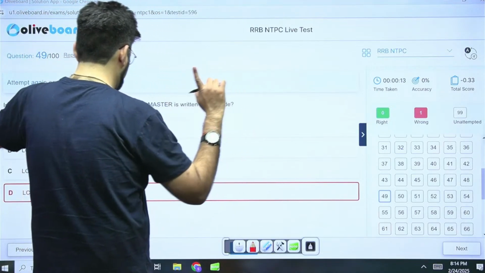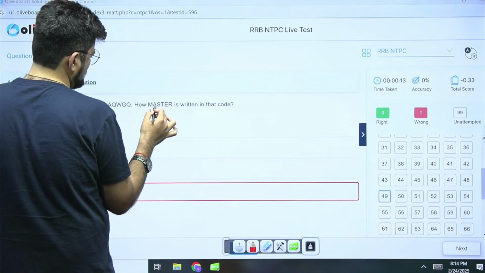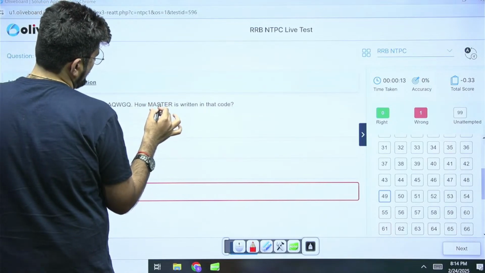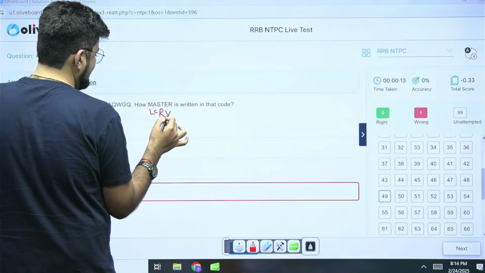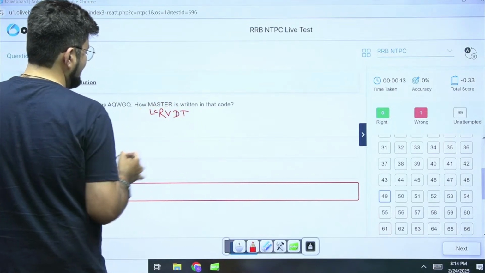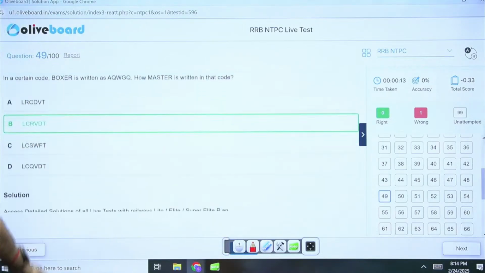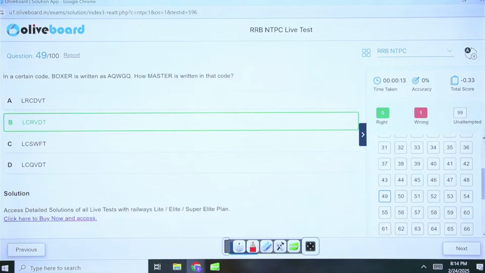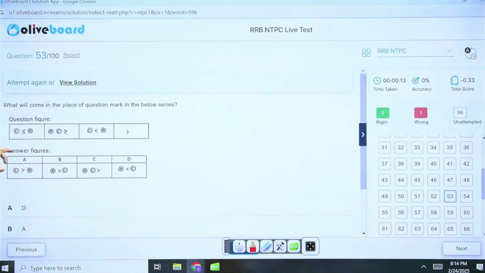Option D. Oops. Where did I go wrong? Let me check again. So we have minus 1. Oh, yes. Plus 2. So C. Minus 1. Oh, 19, 18. My bad. Plus 2. So V. Minus 1. D. And 18 plus 2 is T. LCR VDT. LCR VDT. My bad. Sorry. Okay. Question 49. This can happen, you know. Haste makes waste. That's how things take place.